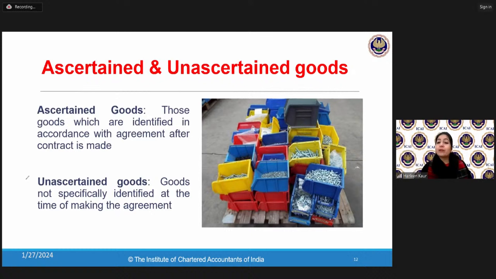Ascertained goods are the goods which are identified after the agreement of contract is made. These have to be separated from the bulk. Ek baari likh lo, specific mein aapne likh liya tha, the goods where specific details are given and there is no replacement. Ascertained goods mein likh lijiye: the goods which are identified after contract is made, and these are the goods which are separated from the bulk.